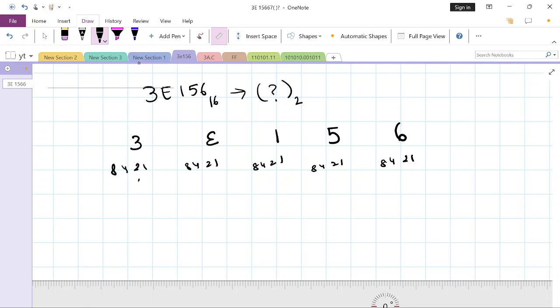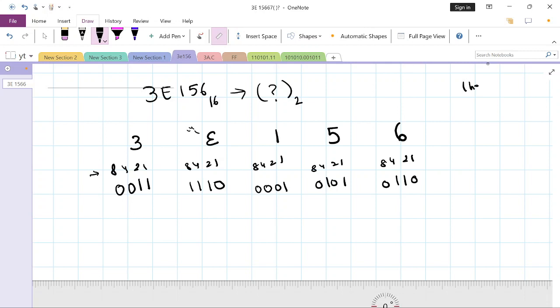Right? Now you have to write the binary pattern. So this is the binary pattern for 3. If you write in this manner, naturally you will not commit the mistake. 1 is this, 5 is this, 4 plus 1 is 5, and 6 is 4 plus 2 is 6. Now E is equivalent to 14 in decimal, and 8 plus 4 plus 2 will give me 14, right? So you're getting a long binary string.